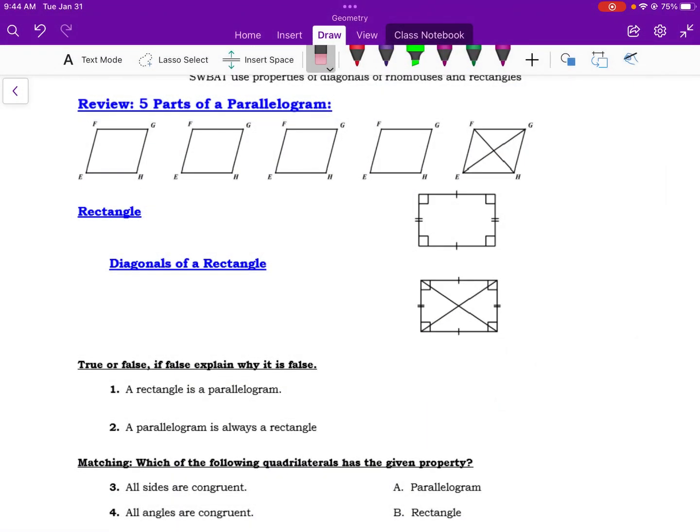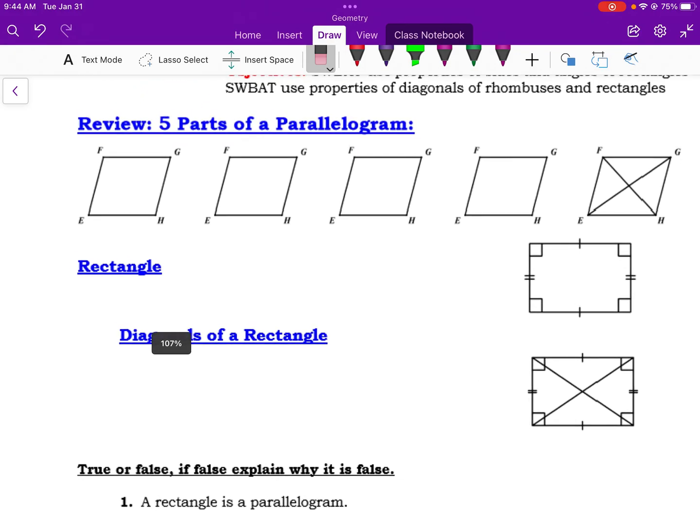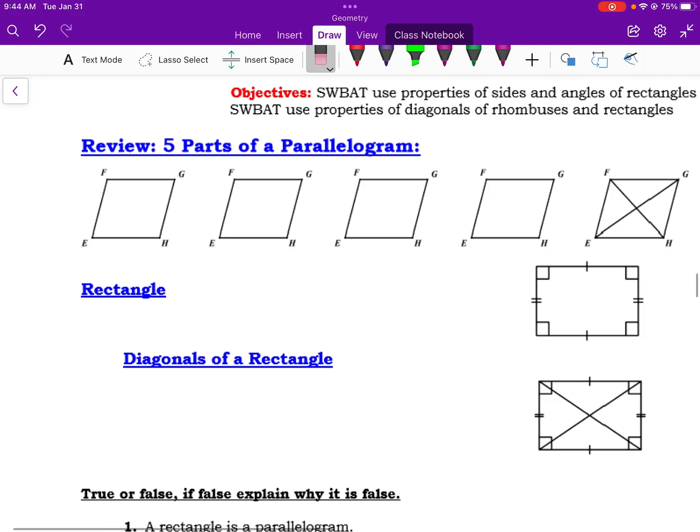All right, hello everybody. Today we are covering day 5 on rectangles. First off, we're going to review parts of a parallelogram, specifically the characteristics of a parallelogram, because a rectangle falls under the category of parallelogram, meaning all of the properties that apply to a parallelogram also hold for a rectangle. So first off, we know that there are two sets of opposite parallel sides.